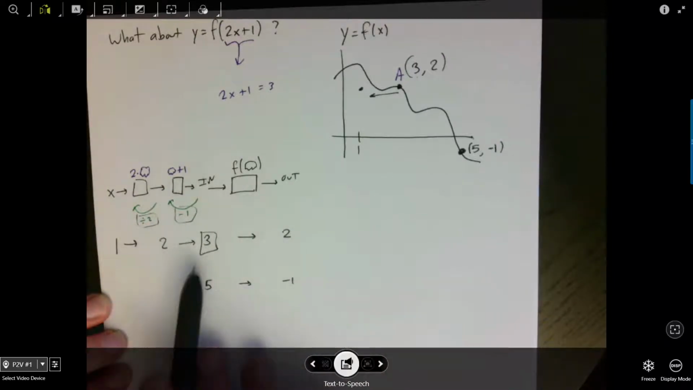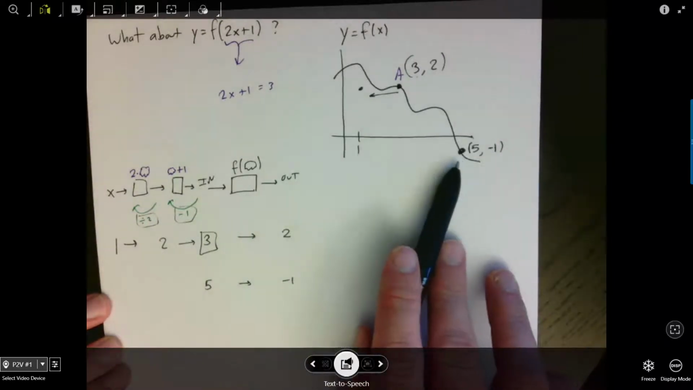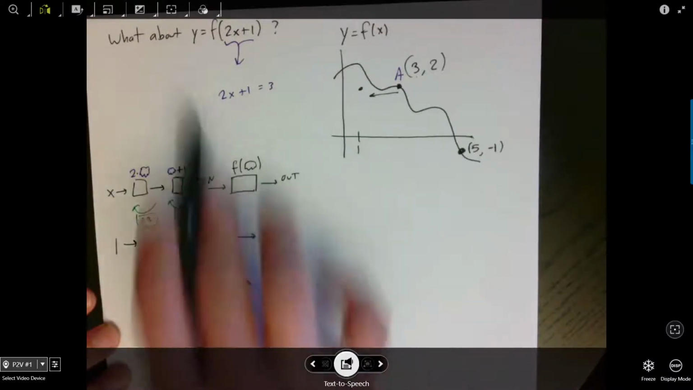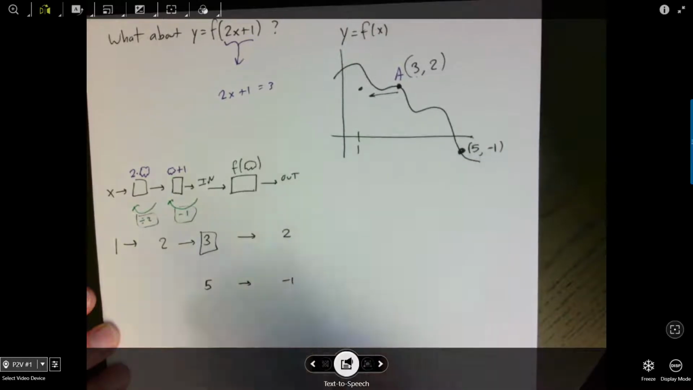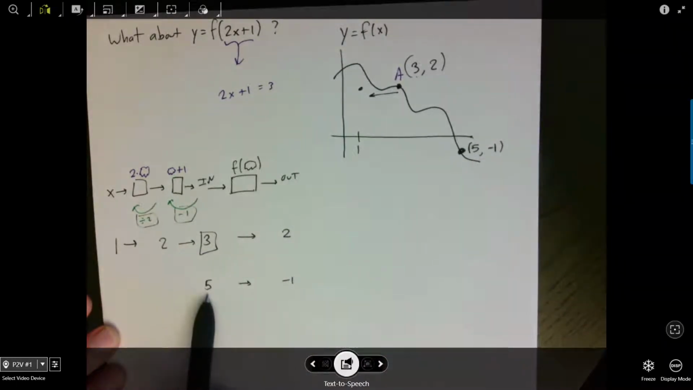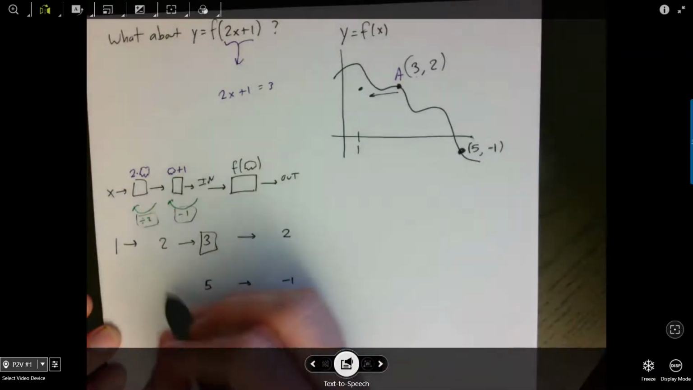And that same story is going to apply to all the other points as well. So if I want to know in the transformed version which point acts like this 5, negative 1, I work backwards from 5. I subtract 1 to get 4.